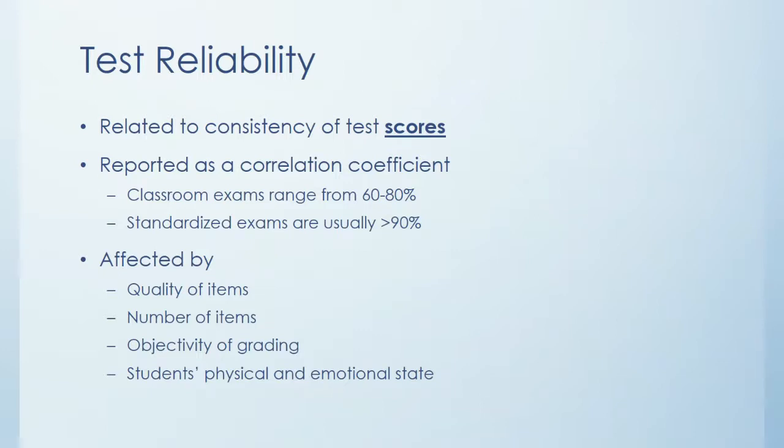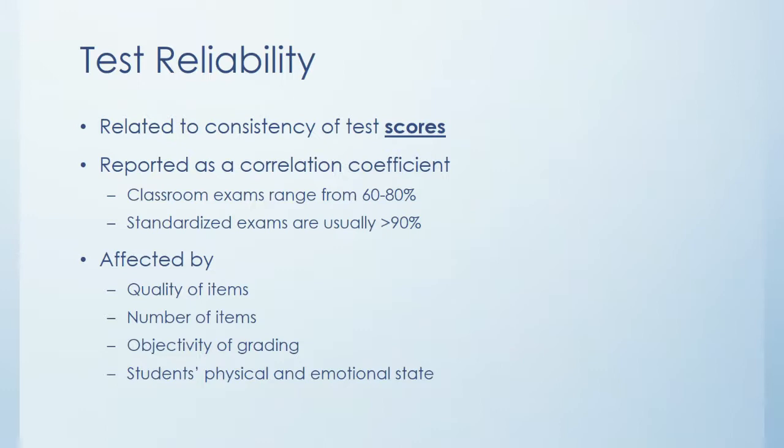So test reliability is related to the consistency of the test scores, the overall test scores, not just the items. This is reported as a correlation coefficient. For a classroom exam that's written by just your random instructor, the correlation coefficient is between 60 and 80%. Whereas a standardized exam like the Board of Certification has a correlation coefficient greater than 90% because these are very rigorously tested. When you take the BOC, there will be practice questions on there. You won't know that they're practice questions, but they're questions that don't contribute to your score, that they're seeing if they are good questions to include in subsequent BOCs.